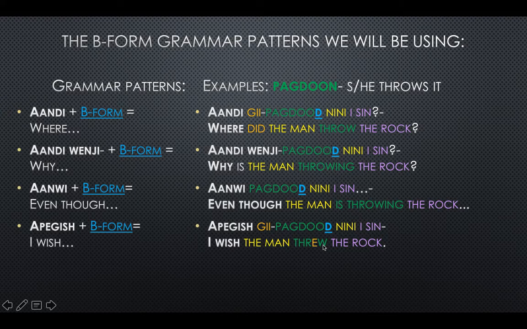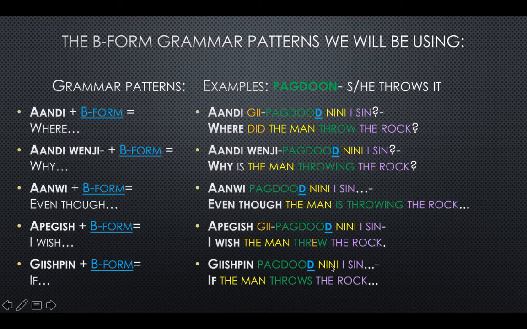And you can see how in English sometimes our verbs, when they change tenses, it changes the word a little bit. So past tense affects the verb on the inside. Gishbin plus B form means if. So gishbin pug dot nene isin, if the man throws the rock. All right. So moving on, you can find a lot of these grammar patterns in our dictionary if you can't remember what they mean or how to say them.